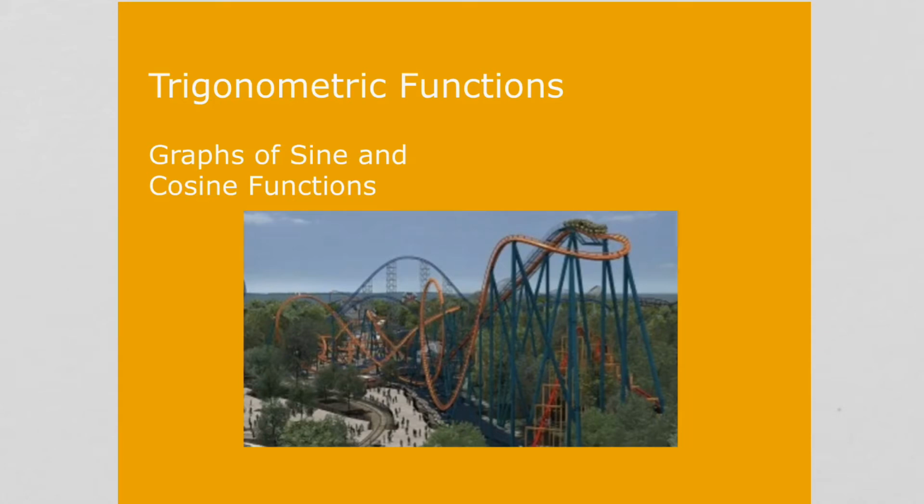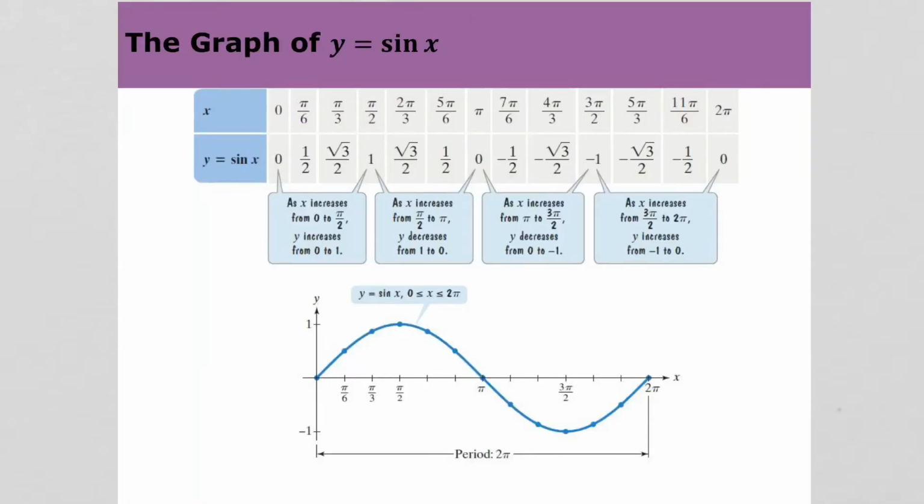Today we're going to begin looking at the graphs of our trig functions. So the graph of sine of x. If we think back to our unit circle, we know that we start at 0 and start going around. You've got pi over 6 and then pi over 3. We're skipping the 4s here, it seems. And pi over 2, 2 pi over 3, and so forth.